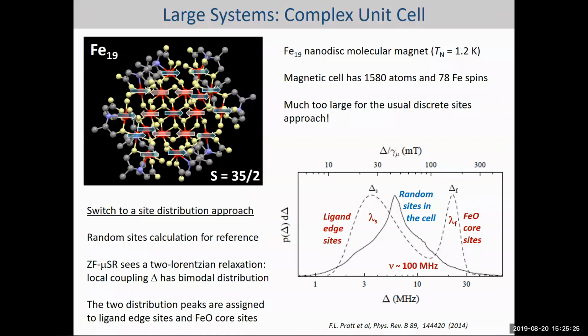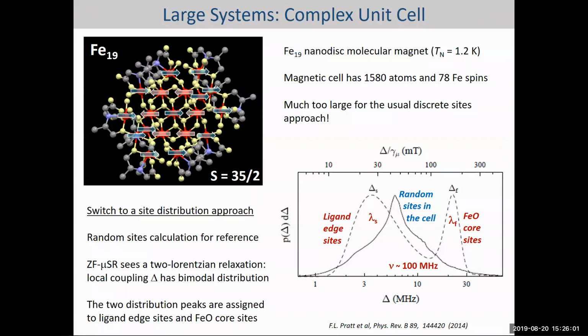So I could switch to a different approach, basically looking at it from the opposite extreme. So rather than saying what specific sites are you stopping at, you can start by saying what happens if you have a random distribution of stopping sites within the cell. The cell is so large, what would that look like? So in this case here, you see this is what the distribution would look like. It would be sort of peaked in terms of coupling at about 5-6 megahertz, or equivalent to a coupling field of about 50 millitesla.